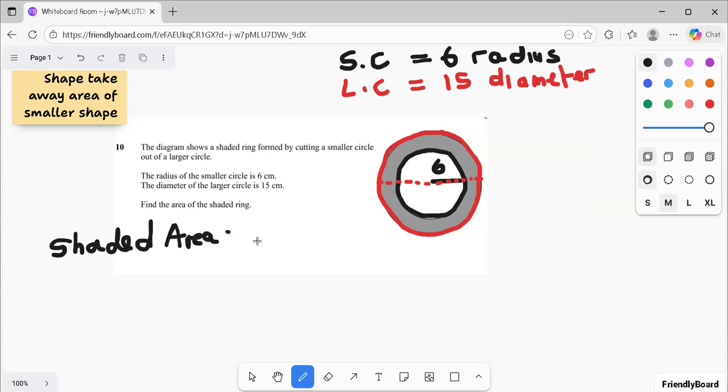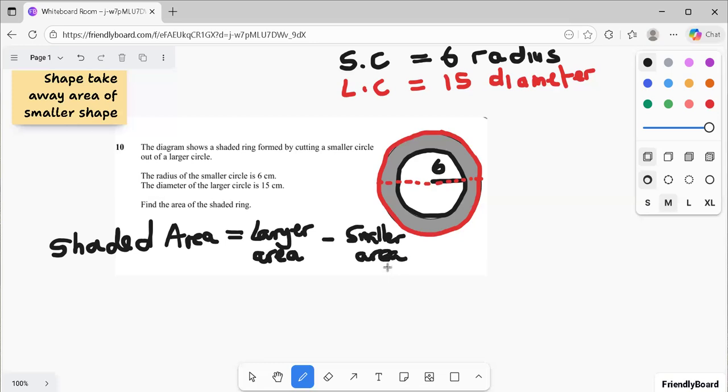So shaded area is going to be equal to the larger area, and in this case I mean the area of the larger circle, take away the area of the smaller circle. So this is basically what we are going to be doing.